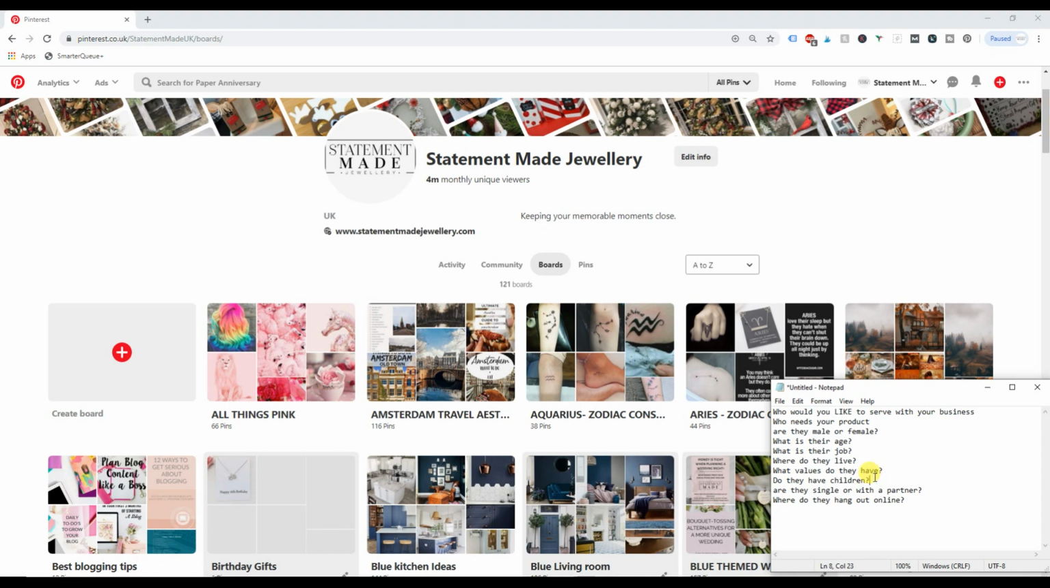Do they have children? This is a tricky one. I would be inclined to say yes, but obviously if they're in quite a high-powered job, they might not be at that stage quite yet. So yeah, I would tend to go with yes. So are they single or with a partner? I would say either engaged or married to a partner. Long-term, yeah. Where do they hang out online?